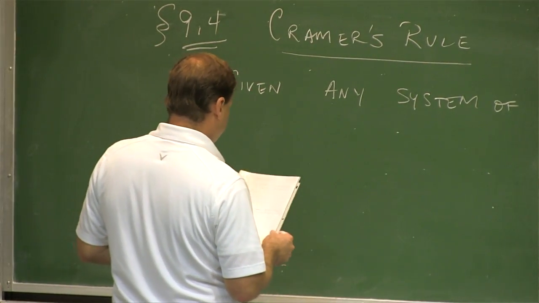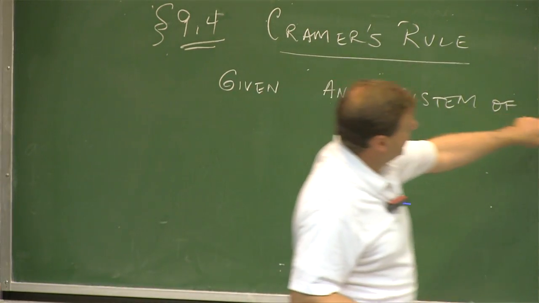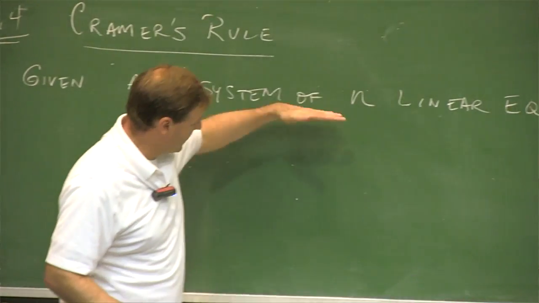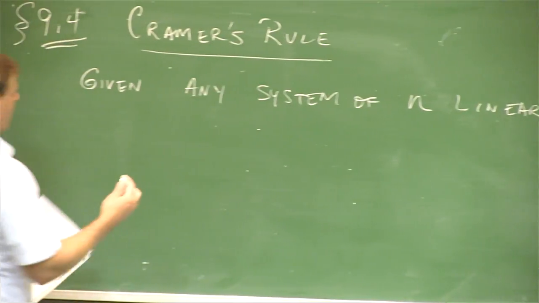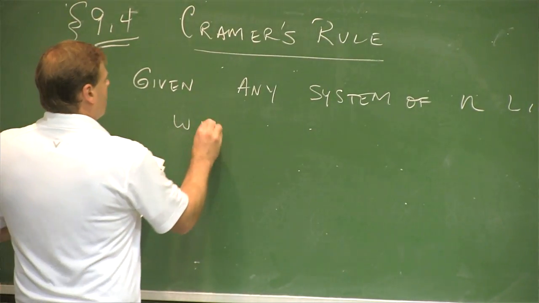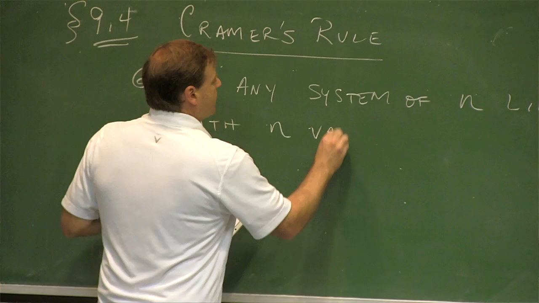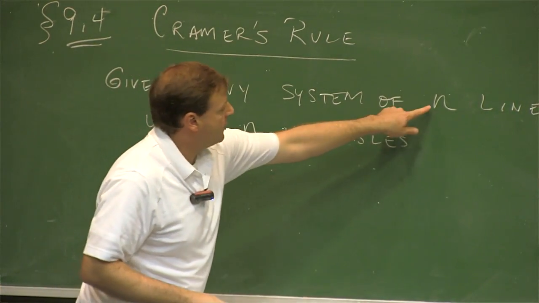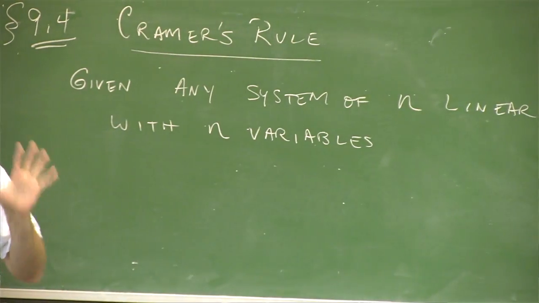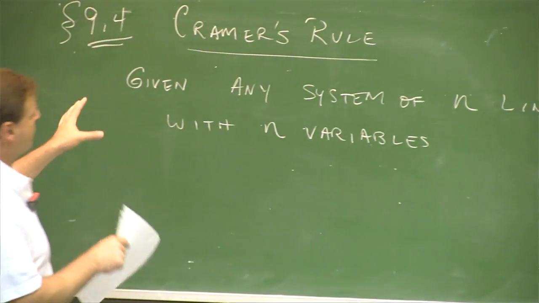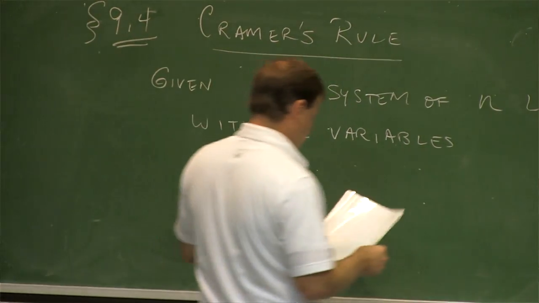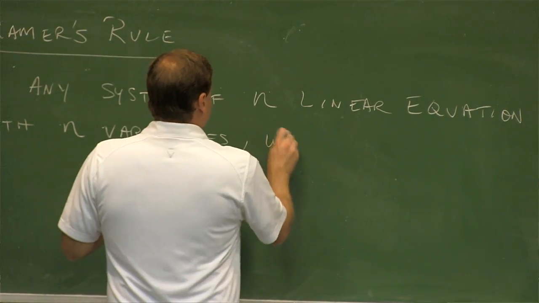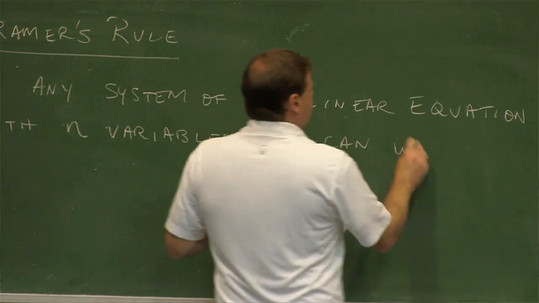That's what Cramer's rule does for us. So I've got n linear equations, so you just want to picture a list of equations. And then I have n variables. So these are the same. This is a special case. We've got n equations and n variables, and what that gives us is a square matrix. So that's key. You can't do Cramer's rule unless you're going to get a square matrix. Okay, let's write it down.